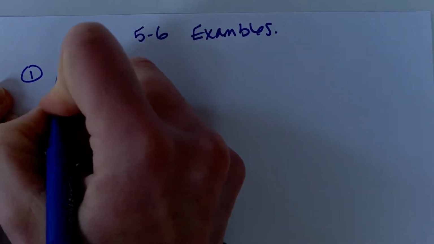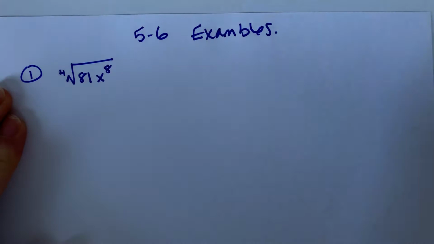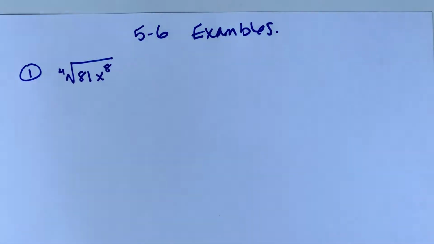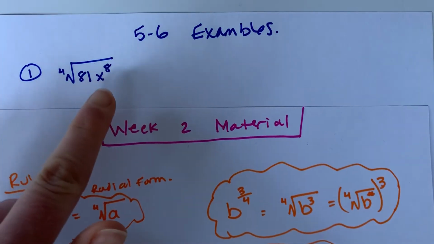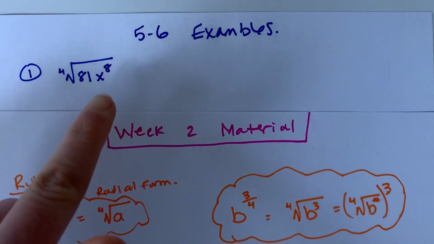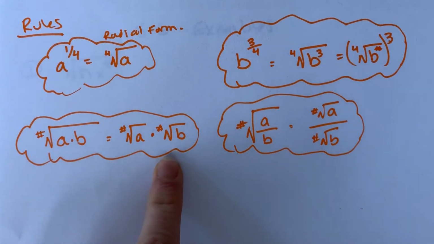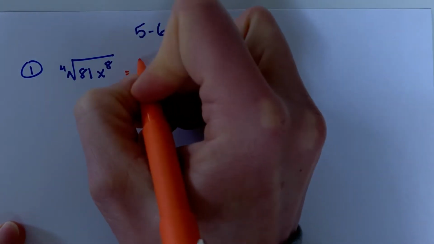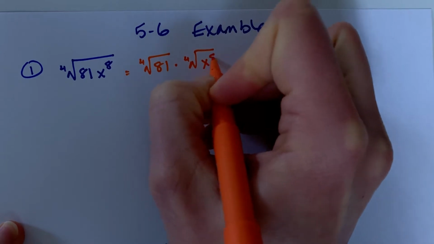So they first give this 4th root of 81x to the 8th. And I saw you were a little confused on that, so I'd be happy to explain this a little bit more. So using our rules here, okay, those are two things multiplied inside of the radical. We have the 81 and the x to the 8th. So we can use our multiply rule and split those up into two different radicals. So this can split up to the 4th root of 81 times the 4th root of x to the 8th.